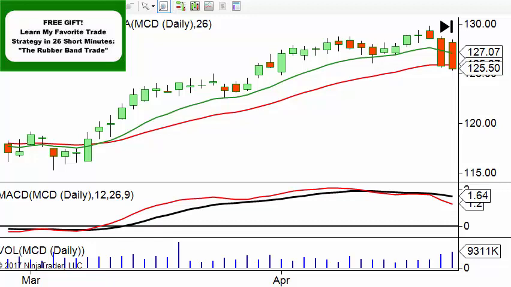Today we're going to talk about MACD divergences, and why they don't work and how they sometimes can. So first of all, let's talk about why they don't necessarily work. A lot of people will use them as an entry for going long or short.